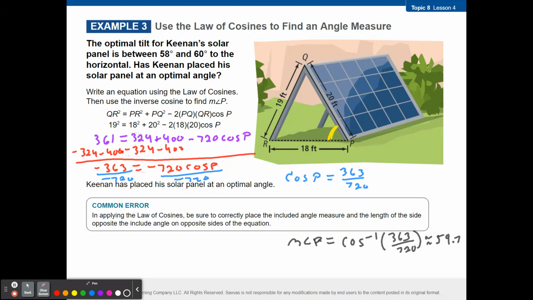So they weren't wrong. It was between 58 and 60 degrees, right? Real close to 60, though. All right. Questions on this before I move on to the you try it.